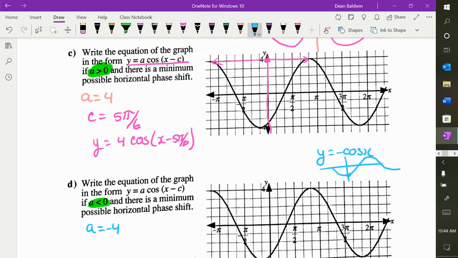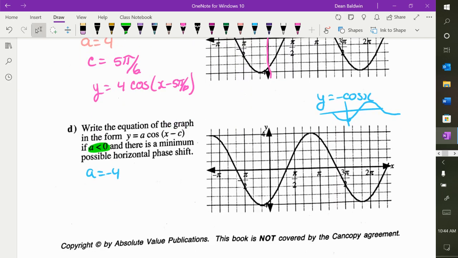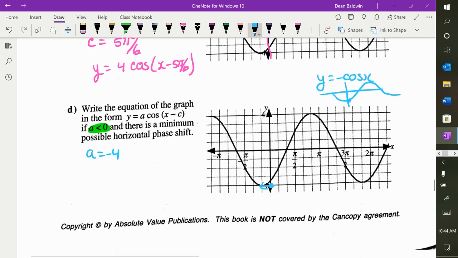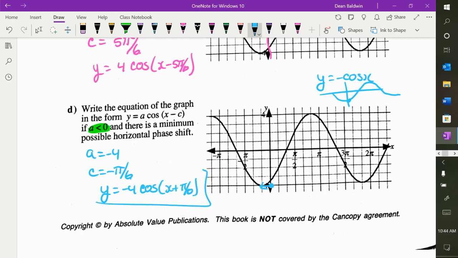So when you're doing an a value of negative for a cosine graph, you look for the closest minimum, which would be right there, 1 unit to the left. So what is your c value? Negative pi over 6. So I get negative 4 cos(x plus pi over 6).